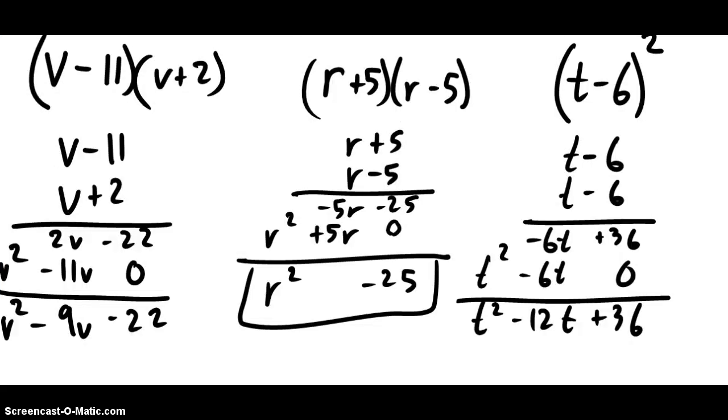And we're back, and here are the answers. This one's pretty straightforward. Notice that r plus 5 times r minus 5, the middle two terms cancel out. Negative 5r plus 5r is 0, so we don't have to write that. R squared minus 25. It's actually called the difference, meaning minus, of two squares, r squared and 25. And then when you do a quantity squared of something, in this case t minus 6, notice you have to write it twice. t minus 6 times t minus 6, and then multiply accordingly.